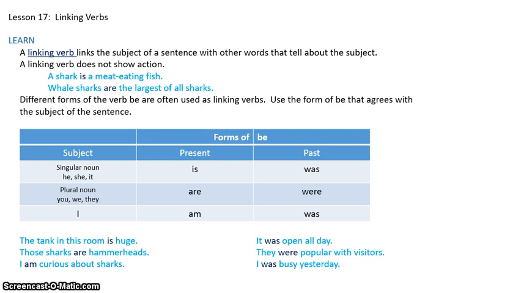All right. Different forms of the verb be are often used as linking verbs. Use the form of be that agrees with the subject of the sentence. Now, if I were you, I would just get used to memorizing these. That's the easiest way to do it, because sometimes you look at a sentence and if you don't have them memorized, it gets a little confusing because you're looking for the action verb. When there's not an action verb, it may be a linking verb. So if you memorize these, and if they're standing alone by themselves, then that is a linking verb. So in that little chart, they give you the forms of be. So we're basically talking about is, are, am, was, were, and was.